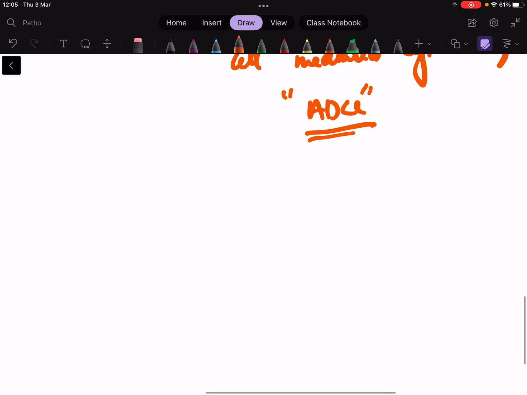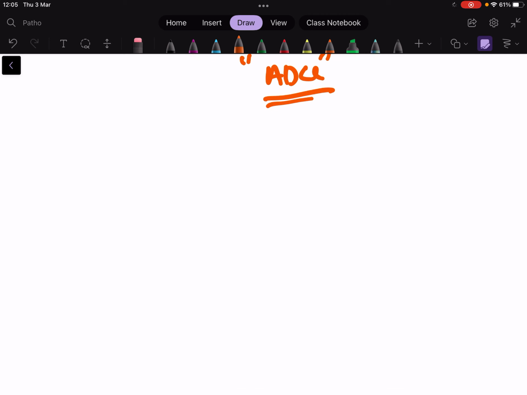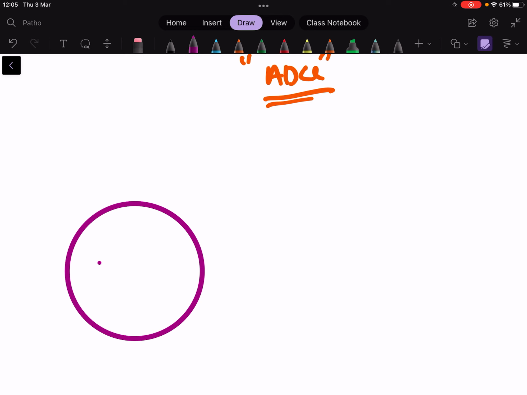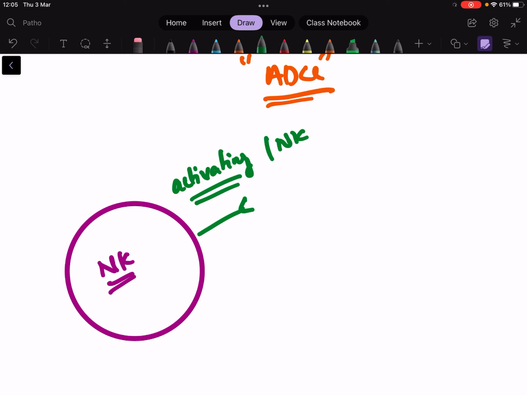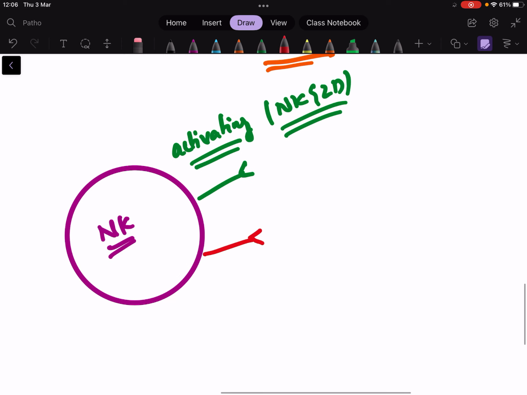Now we will go to the other receptors which are very helpful in order to understand how a tumor or a virus infected cell is going to get killed. So suppose this is a natural killer cell. This natural killer cell is going to have an activating receptor, and this activating receptor is named the natural killer G2D receptor. And the other receptor present on the natural killer cell is your inhibiting receptor.